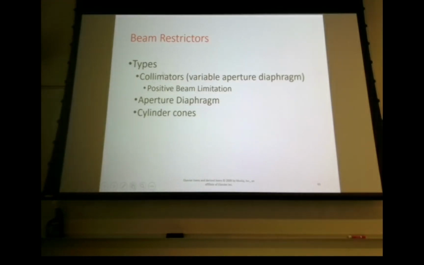So the types of restrictors we have, I'm going to kind of go in a reverse order here. This is what you use and are most familiar with, but we do have cylinder cones, we just don't use them all that much anymore. We have aperture diaphragms, and then we've got what we refer to as variable aperture diaphragm, and that's your collimators. Variable being that you can open and close them.